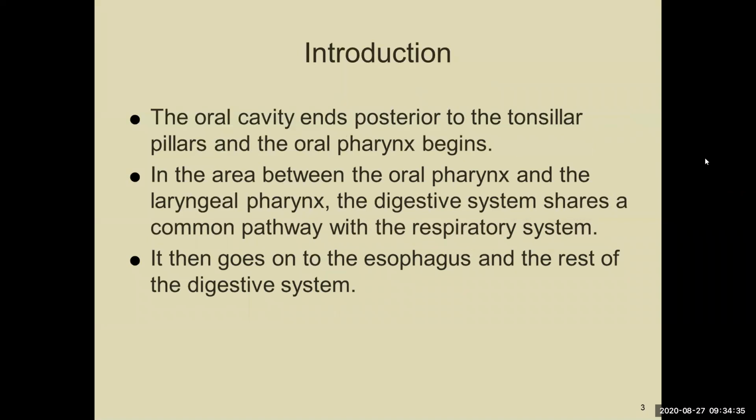The oral cavity ends posterior, behind the tonsillar pillars, and then the oral pharynx begins. This seems to be one of those questions that end up on boards. Where does the oral cavity end? It ends at the tonsillar pillars, and after that, the oral pharynx begins.